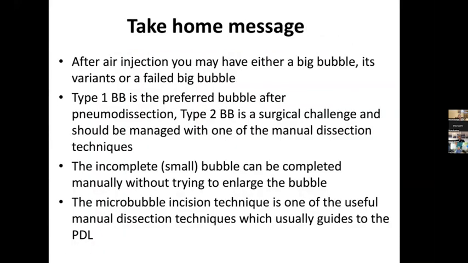So my take-home message is, after air injection, you may have either a big bubble, a failed big bubble, or big bubble variants. Type 1 is the preferred bubble after pneumodissection. Type 2 bubble is a surgical challenge and should be managed with one of the manual dissection techniques. The small bubble can be completed manually without trying to enlarge the bubble.